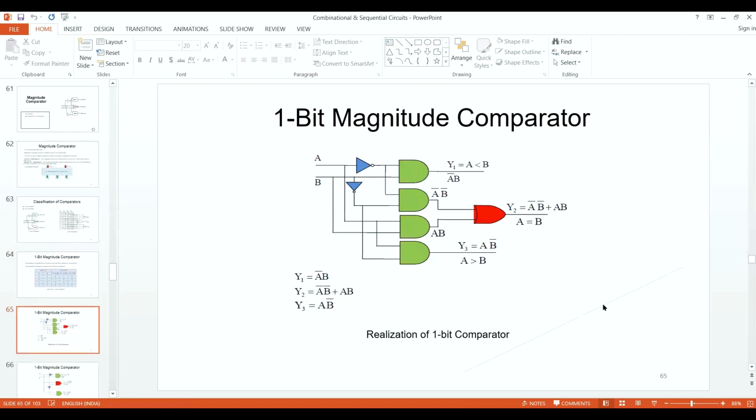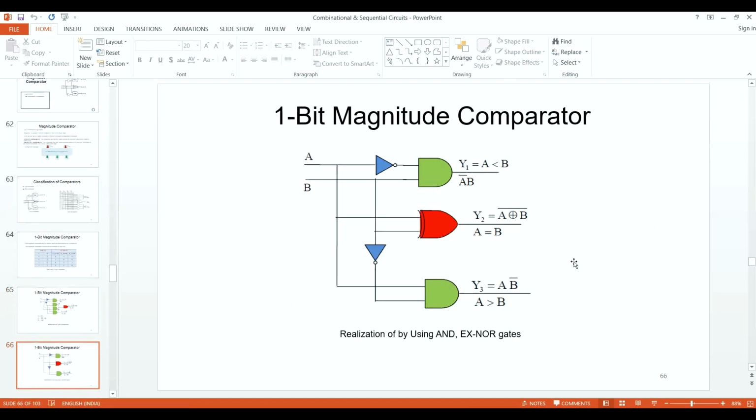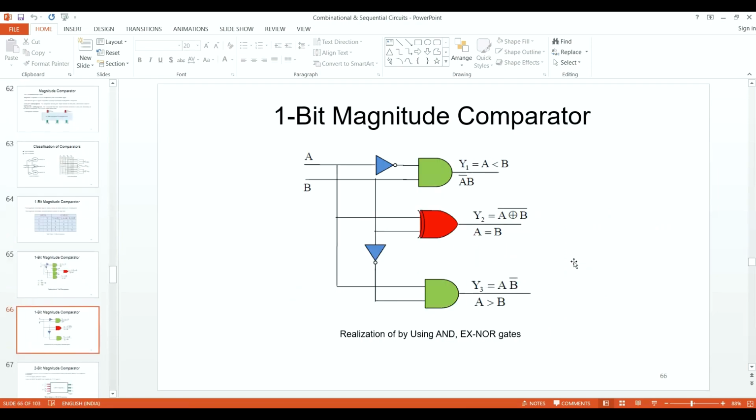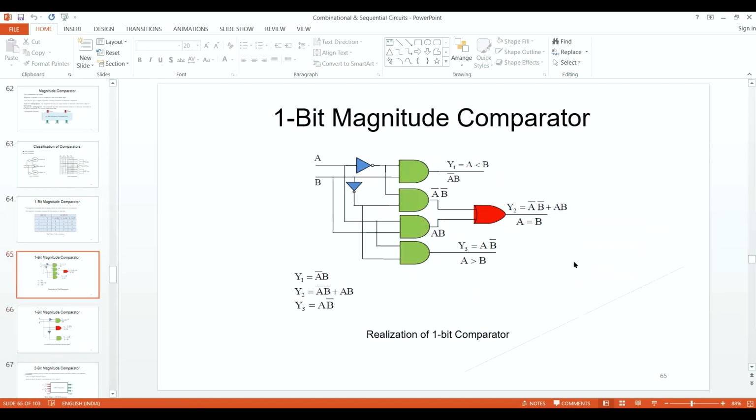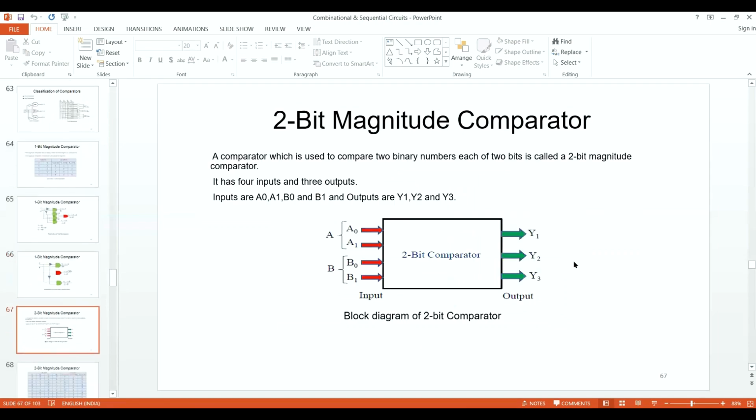So this 1-bit comparator can be designed. You can see that this can be designed using different circuit diagrams and different logic gates. It is not necessary that you have to follow this. As I told you, this is done with AND and XOR gates. Earlier it was done with AND gates.